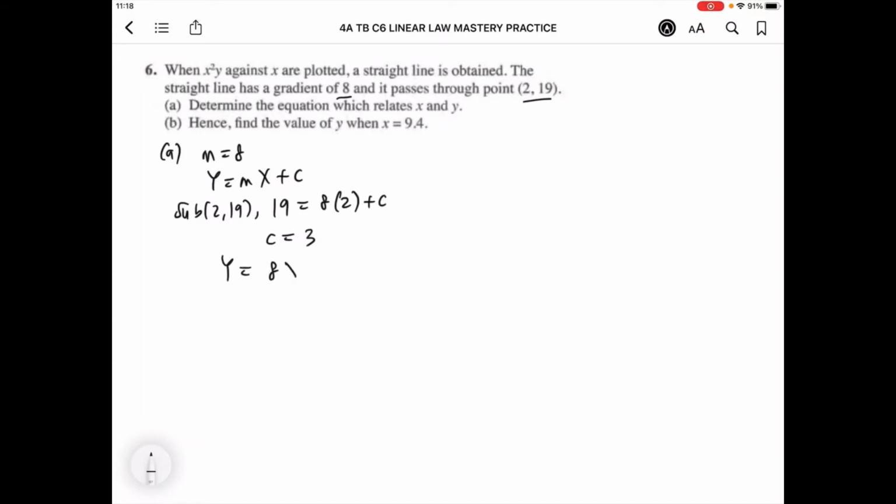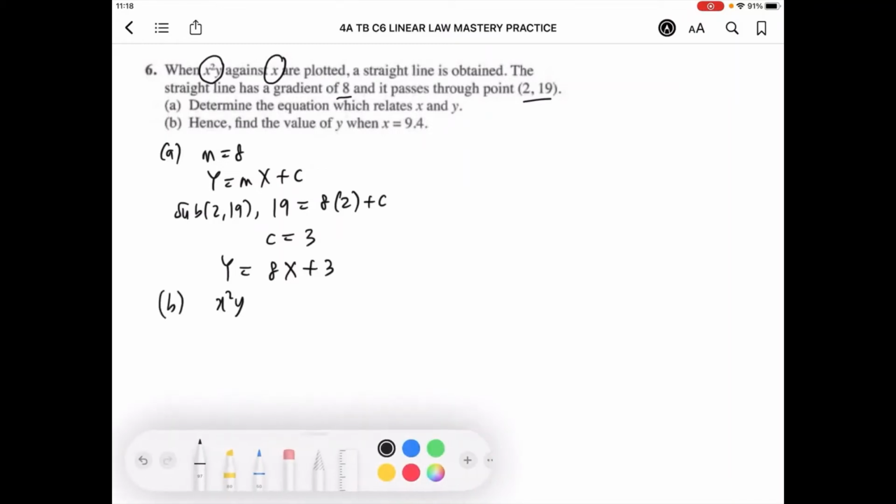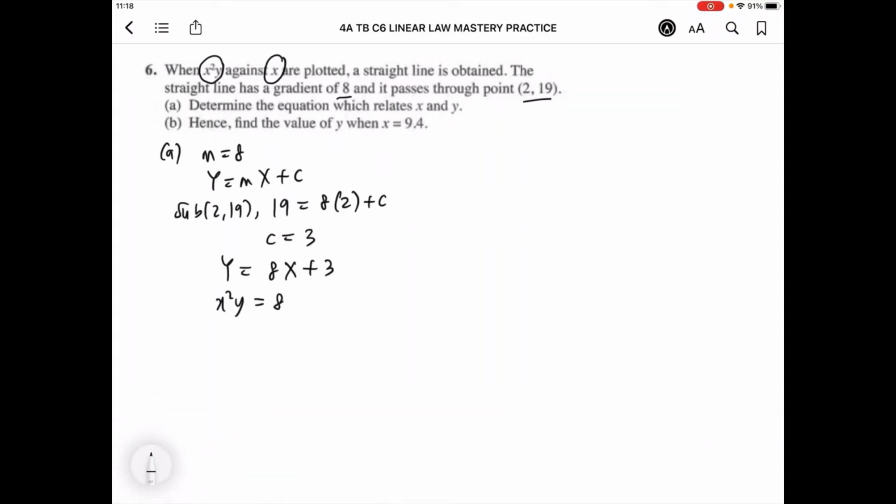What's your big Y? Your big Y is now x squared y. Can you see, x squared y is plotted against x? So this is x squared y. Sorry, I haven't done part A yet. So your big X is just x. I just need to make y the subject, so I will just divide by x squared: y equals 8x plus 3 over x squared. So I've got y in terms of x.